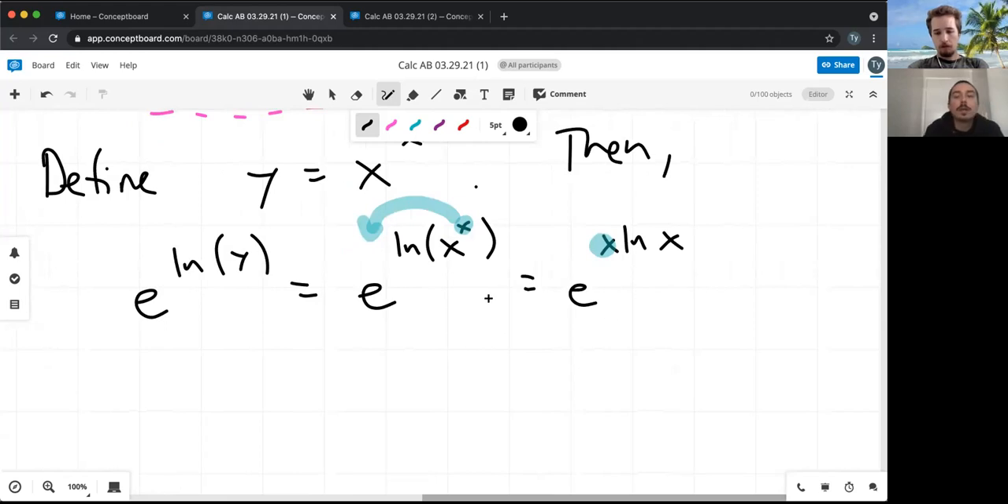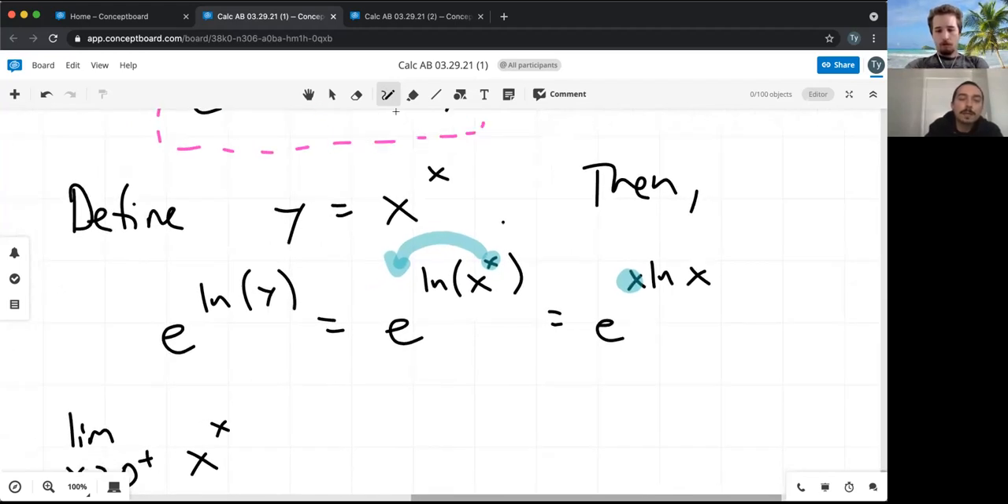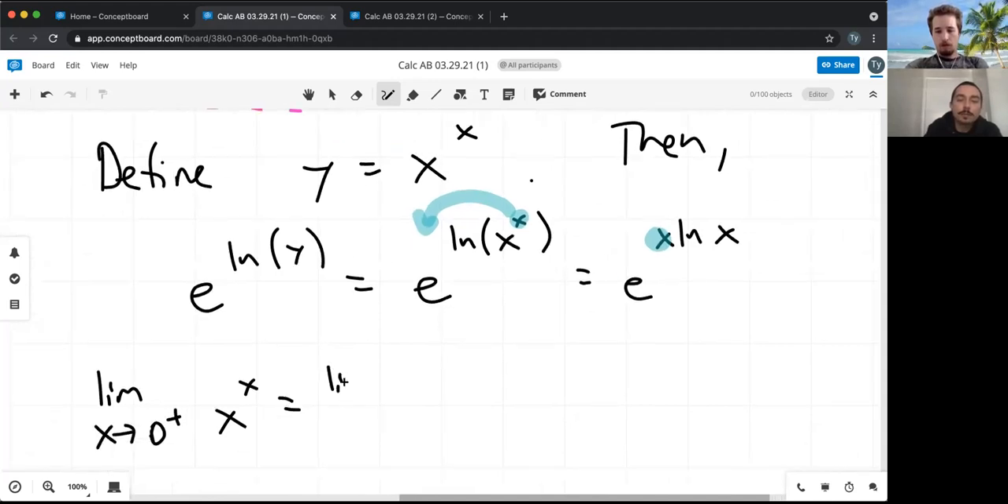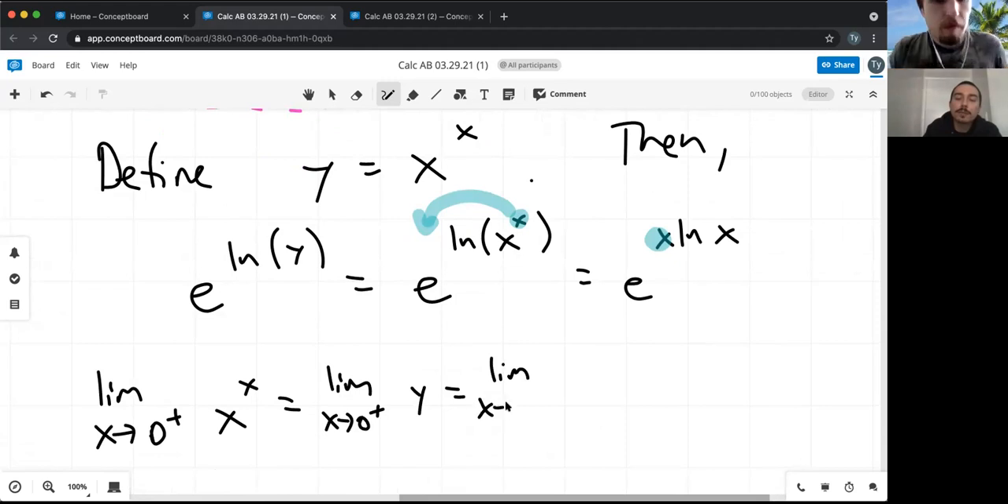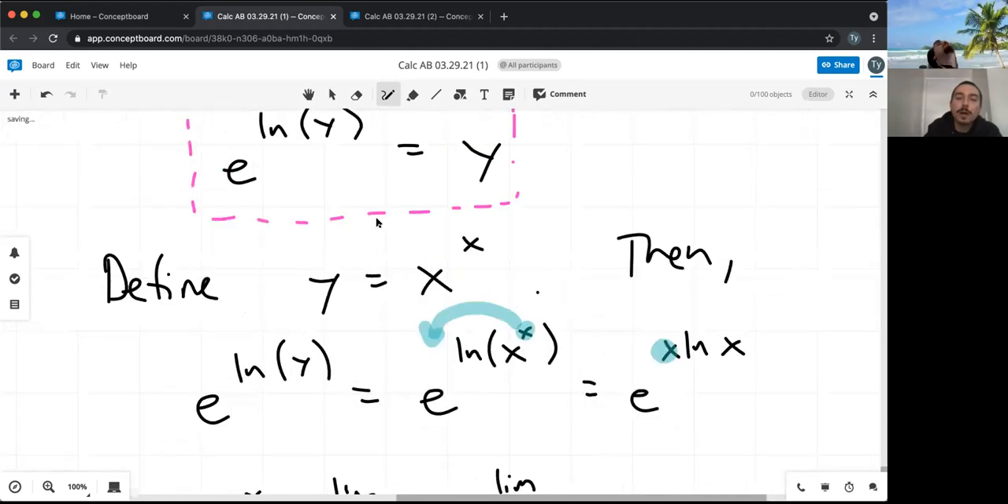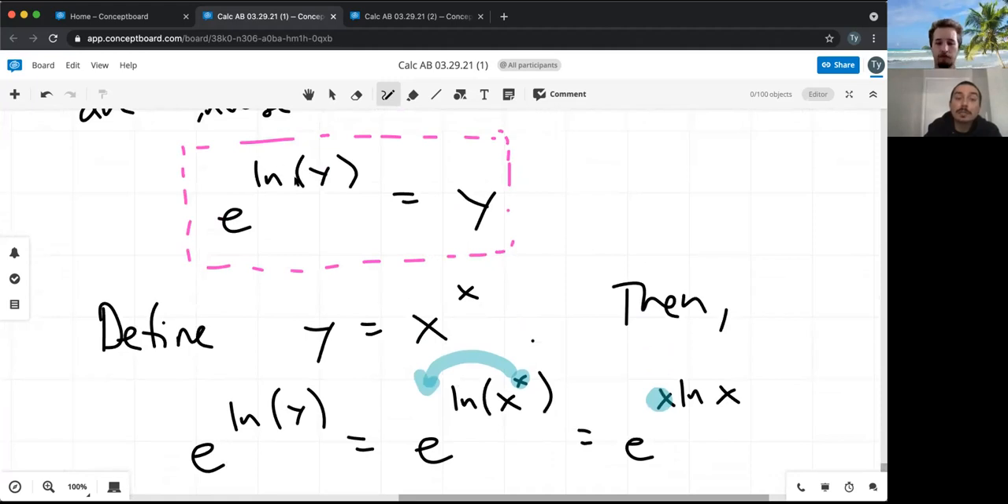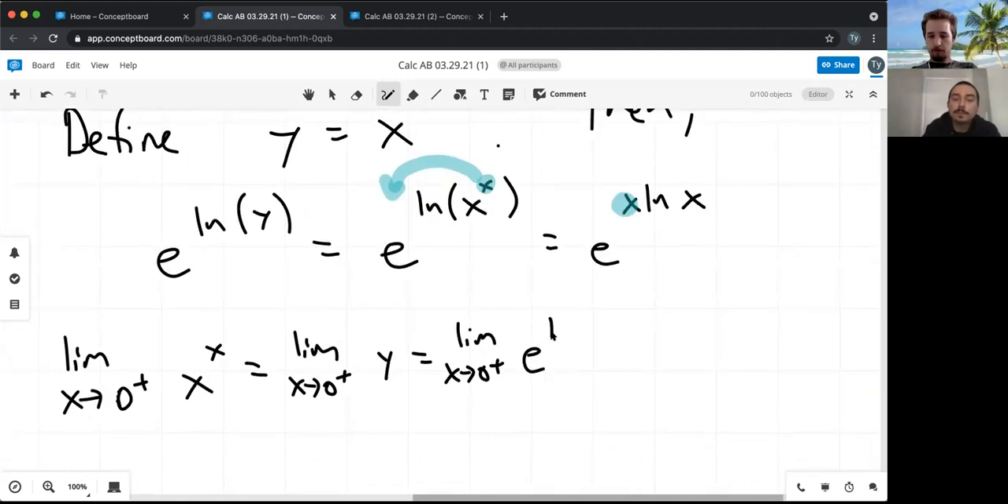Okay. So we have this new function, right? But we didn't want this by itself. We wanted the limit as x approaches 0 from the right of x to the x, right? But we just defined x to the x as y. But from our little trick that we're using, we know that y is equal to e to the natural log of y. Okay, lots of pieces here.